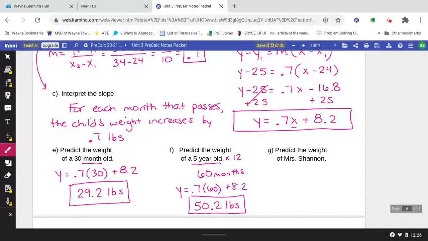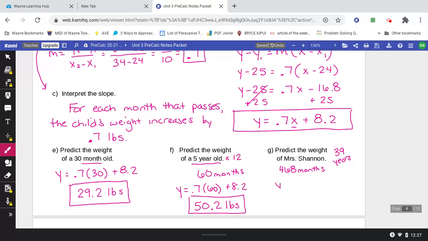All right, now we're going to do part G. We're going to predict the weight of Mrs. Shannon. Here we go. So you would need my age. I am currently 39 years young. We'll have to take that and multiply it by 12 to get my months. So I am 468 months old. Every year I do this problem. It's 1 year closer to that 40. That's all right.